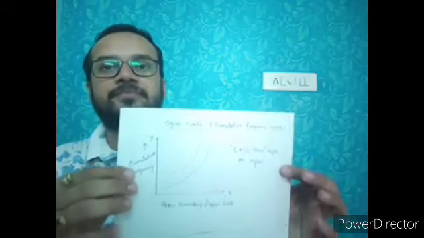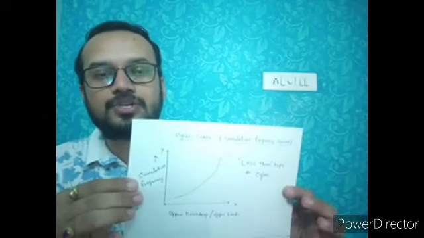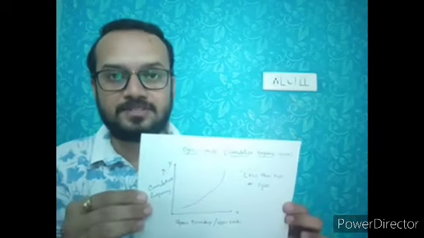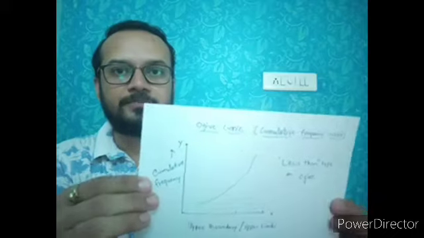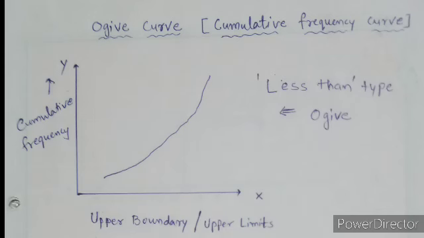Now we will understand how to convert the data into these two types of cumulative frequency distribution, and what is the graphical representation of these two. The cumulative frequency curve is also called OGIVE. Now let us understand what is the form of this OGIVE curve. When we have converted the given frequency distribution into less than type of distribution, we can get a curve like this. This is a less than type of OGIVE curve.